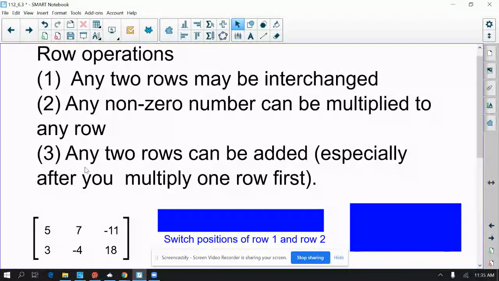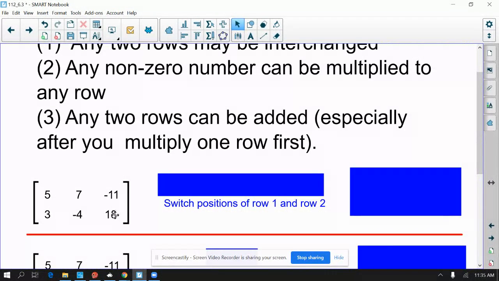This third operation is usually used in combo with the second operation. Usually, you multiply a row by a certain number, and then you add that result to another row. Okay, so here's the matrix that we've been thinking about. Don't forget, I can always convert this to a system. This is 5x plus 7y equals -11. 3x minus 4y equals 18.